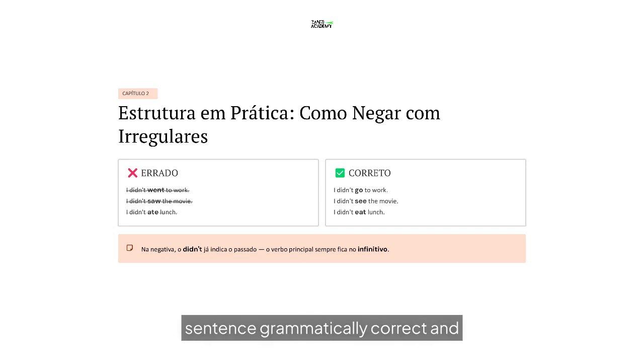This keeps your sentence grammatically correct and easy to understand. Think about your daily conversations. When you share what you didn't do, using the correct negative form adds clarity. For instance, instead of saying, I didn't went to the party, you would say, I didn't go to the party. This small change makes your English much more precise.